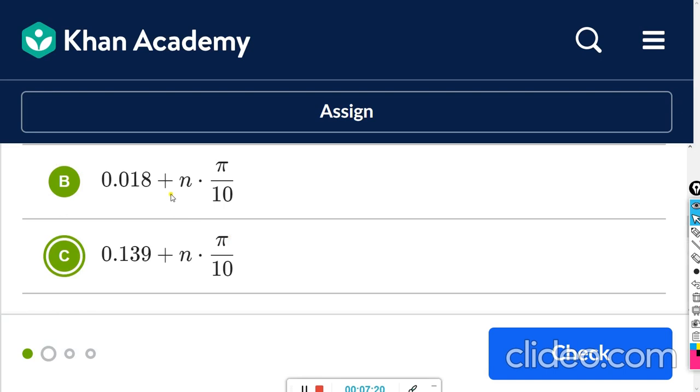And I wrote plus or minus the period, but they wrote plus because basically they're saying n could also be -1, -2. So you basically add or subtract any multiple of pi over 10.